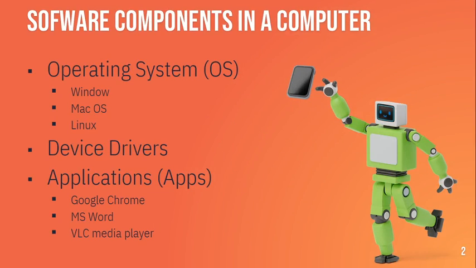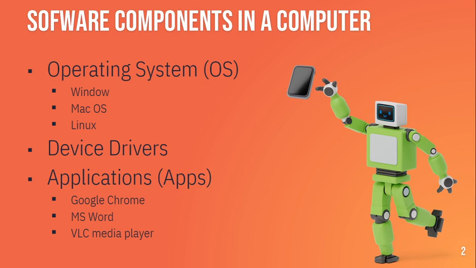So there are three main software components in a computer. The first one is the operating system, or OS. The operating system is the main software component of a computer. I will go into the operating system in detail in another video, so stay tuned for that. Some of the most popular operating systems are Windows, Mac OS and Linux. Next we have device drivers. I'll come to device drivers in a moment.